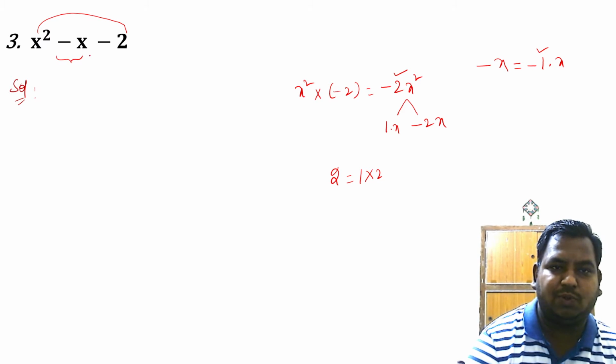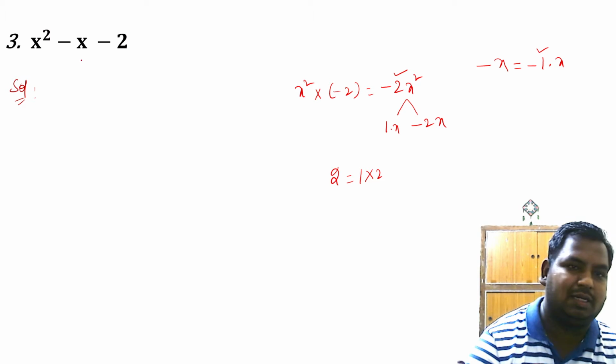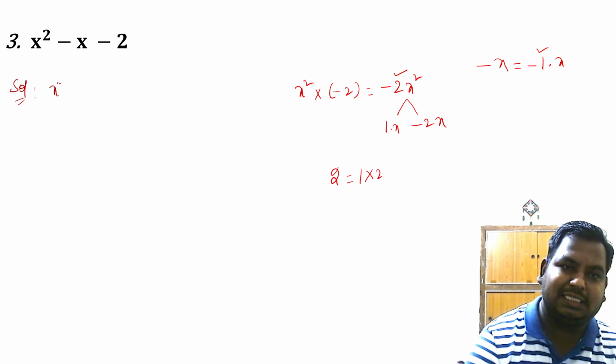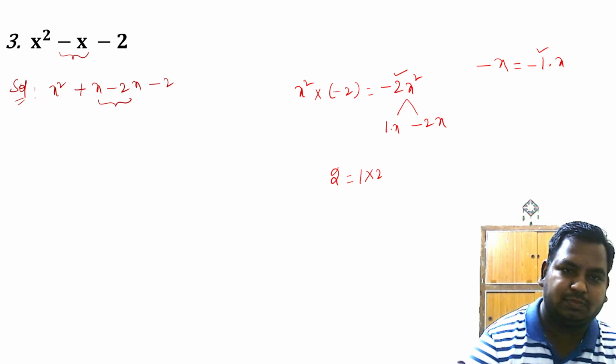Now we'll continue with the factorization of the polynomial. We'll write x square as it is. We can write minus x as plus x minus 2x. 1x or x, both are the same. So x minus 2x is minus x. The last term is minus 2.